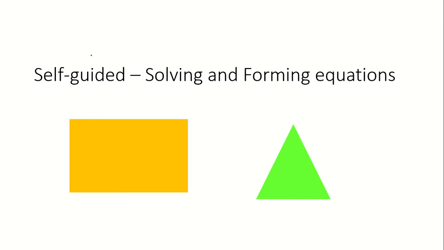So in this video, we are looking at solving and forming equations. We're mainly going to be looking at shapes today. So what do I mean? We're going to be looking at when we know either the area or perimeter of the shapes. We'll be given some expressions and we have to try and work out the missing variable.